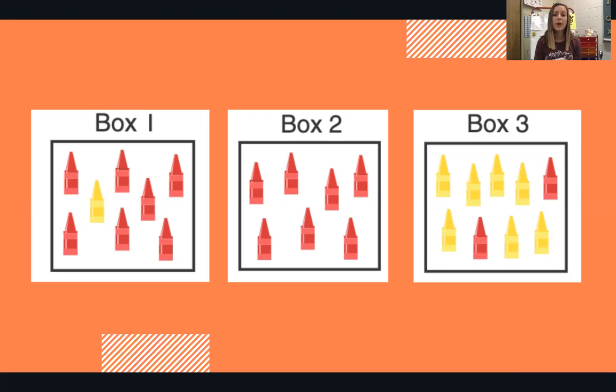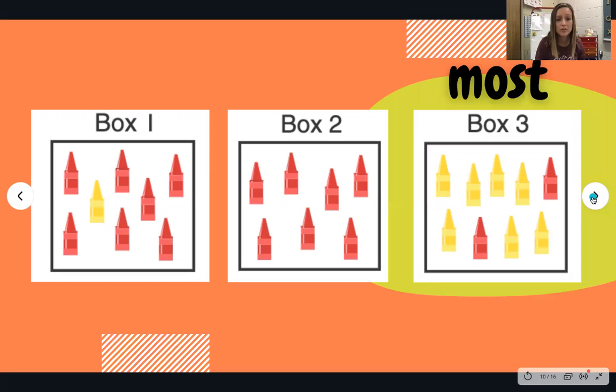Now, let's look at the boxes again, but this time, I want you to help me find the one that has the most yellow crayons. Say the word most with me. Ready? Most. Most means it has more than any other. So I know box 1 has more yellow than box 2, but it doesn't have the greatest of all. Look, box 3 has 7 yellow. That is the most of all 3 boxes.